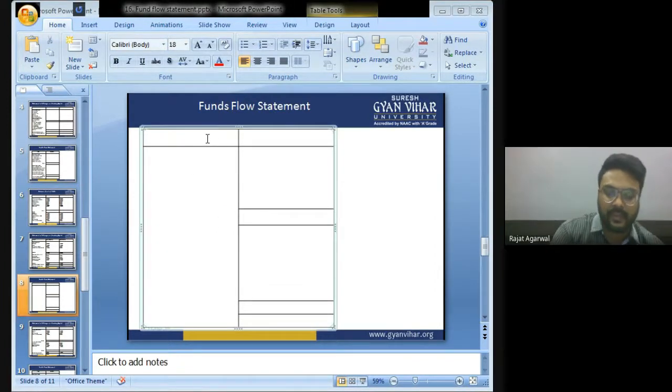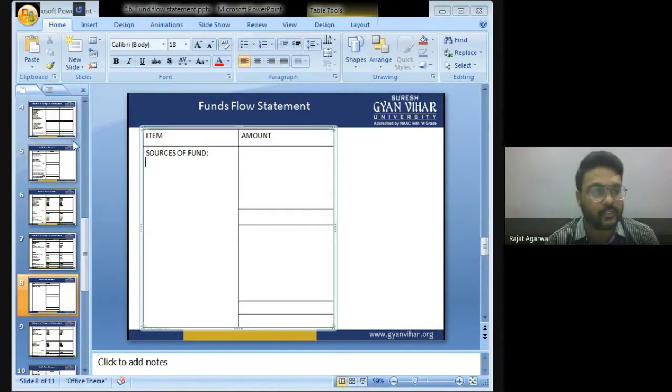So here we will write item and here amount. First of all, what we will write, sources of fund. Let's see what are the sources of fund given in the illustration.